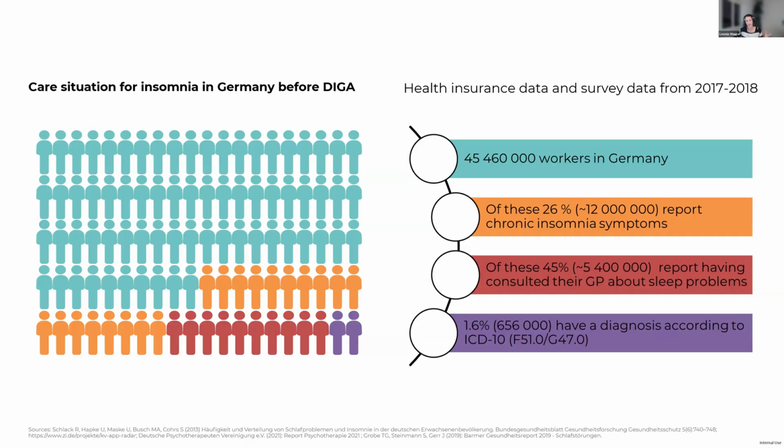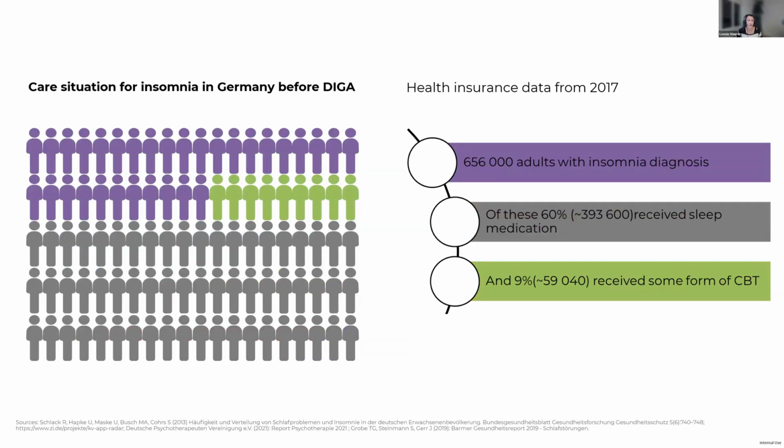But because of the way the data is made, this 1.6% are the only people that we can look at when we want to check what treatment they actually received. So when we check these 1.6% of people who got the diagnosis, we see that most of them were given medication. So again, this kind of meets what we saw earlier in the survey data. Most people get sleep medication, and 9% of those who had the diagnosis for insomnia received some form of CBT.